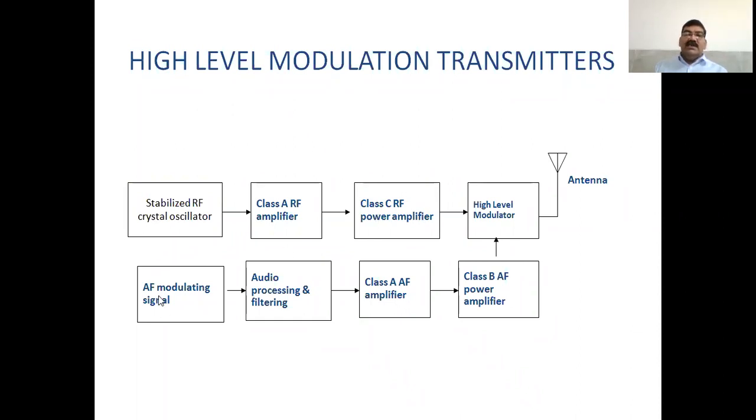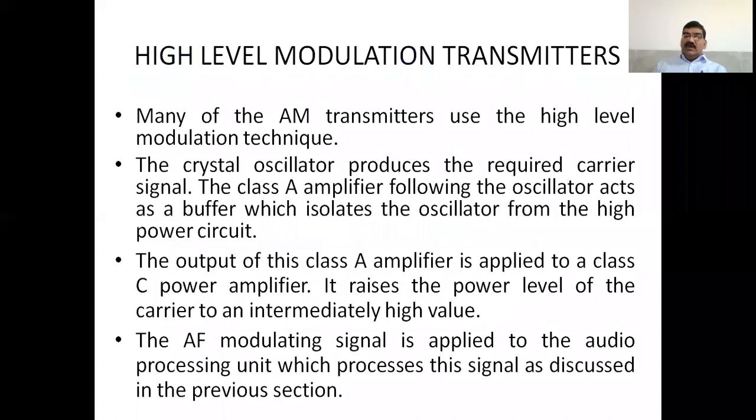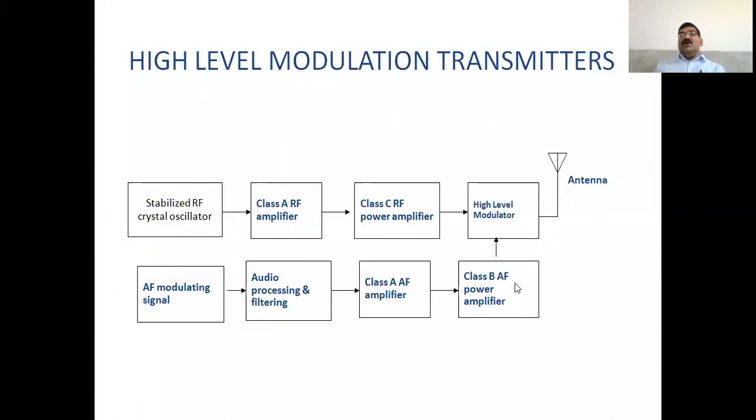Same thing with the modulating signal: audio processing, filtering, these are the same blocks. Then the Class A audio frequency amplifier, which again acts as an isolator to isolate the block. Then the Class B audio frequency power amplifier, so again power amplification is done. The only difference from the previous is that the modulation takes place at high power level. That's it, and directly after modulation, the signal is given to the antenna.